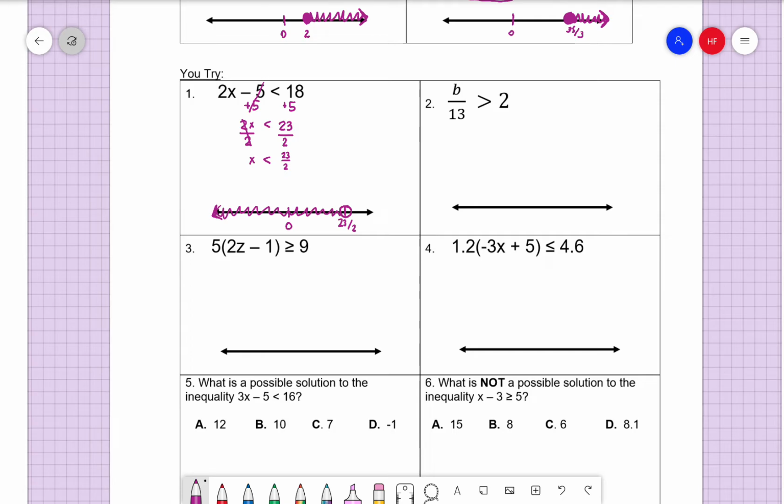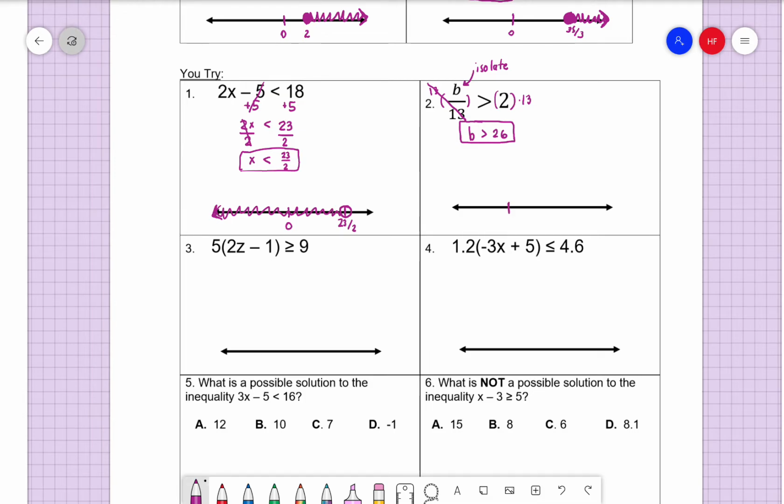Then on number 2, we got b over 13 is greater than 2. So I want to get this b by itself. So b over 13 is the same thing as saying b divided by 13. So I'm going to multiply both sides by 13. So these two cancel. We get b is greater than, and then 2 times 13, 26. It's isolated already. b is greater than 26.